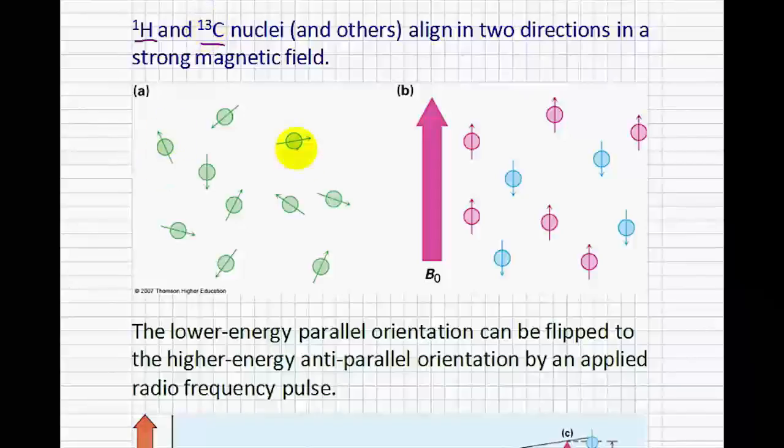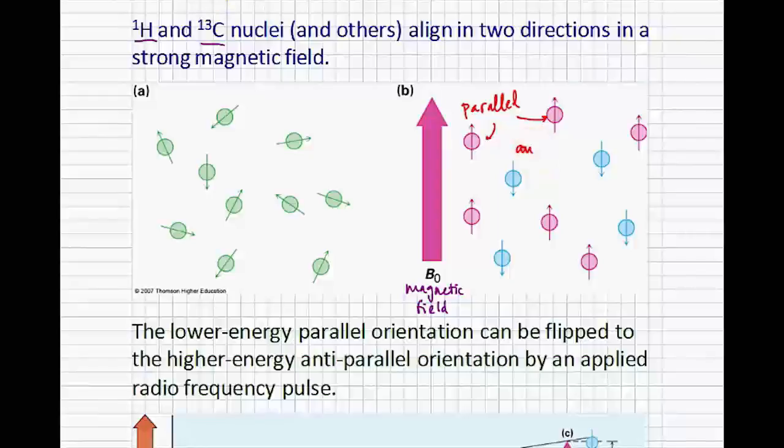So in a normal molecule, the spins of hydrogen or carbon-13 nuclei are randomly arranged. In the presence of a strong external magnetic field, those spins can align in either one of two directions, parallel or anti-parallel. So the spin can align itself in the same direction as the magnetic field, right? That's parallel. Right, that one and that one, for instance. Anti-parallel is opposite.